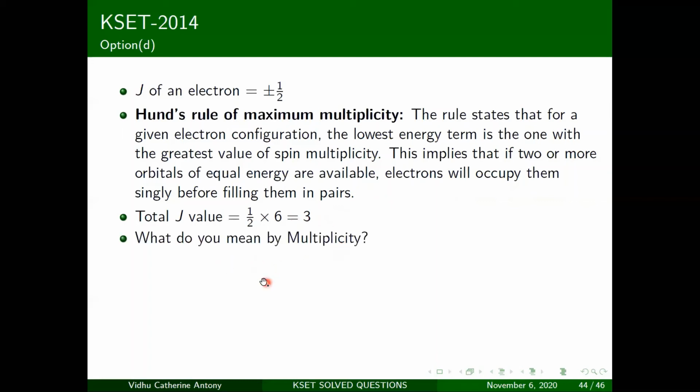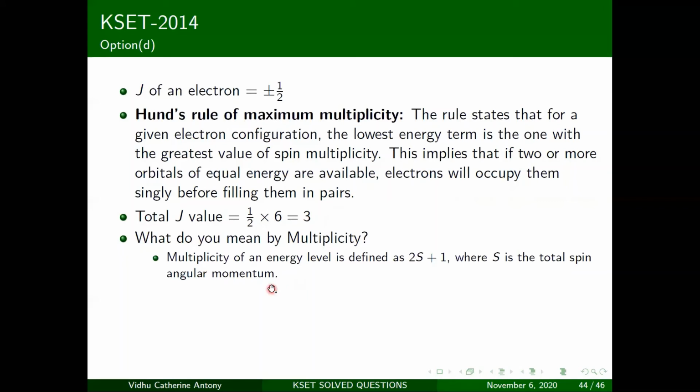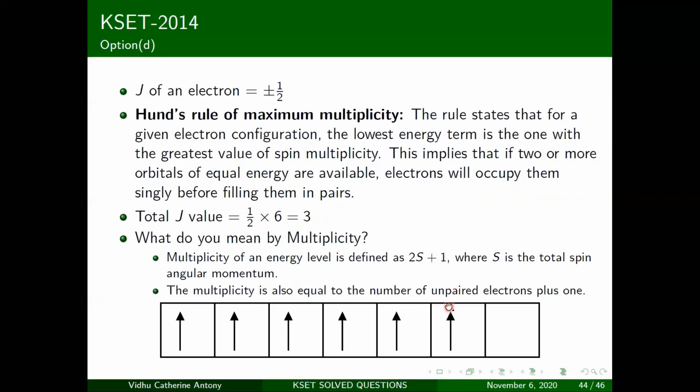So what do you mean by multiplicity? You can define your total spin value for your angular momentum as S. Then you have 2S plus 1, or you can define it as the number of unpaired electrons plus 1. That's your multiplicity. But that's not what we are looking at here. We're looking at the total value of J. So you take the J value of an electron, multiply it with the total number of electrons, and you end up getting the total value of J.